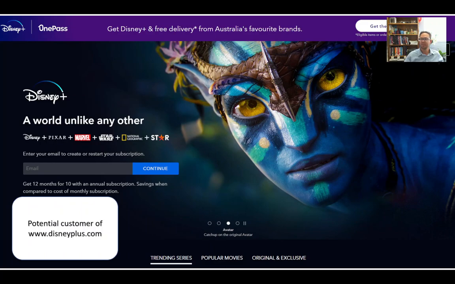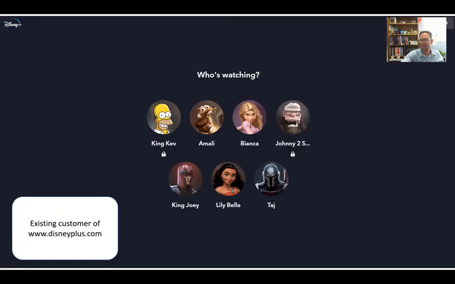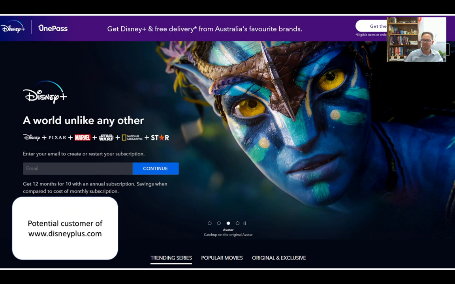So this is entering www.disneyplus.com into your web browser for me, who's got cookies enabled and is a member or customer of Disney Plus, compared to when I just went into the discrete mode where cookies are disabled. So you can see then we've got two segments in here.